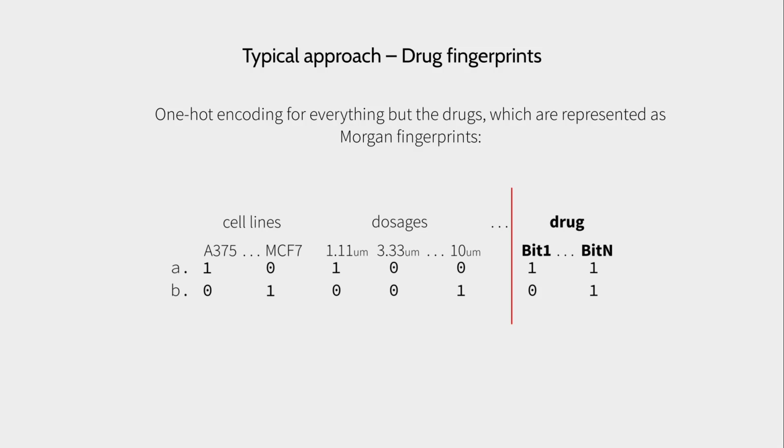In this case, what is usually done in the literature is that these drugs are represented as Morgan fingerprints, which is what we have here. They're essentially binary vectors that say whether or not a particular chemical structure is present in the drug. And that is the first and typical approach we considered: the drug fingerprint approach.